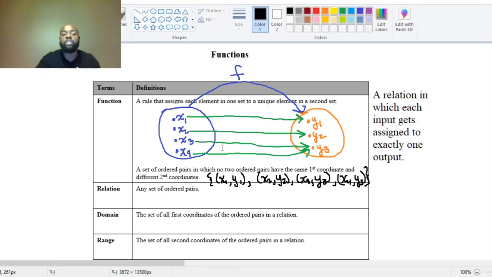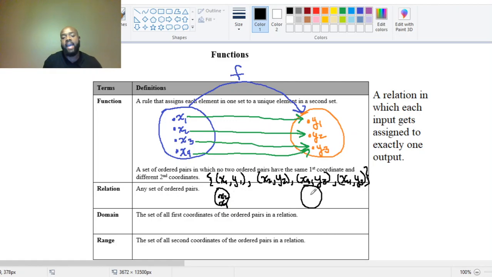A relation is basically a relationship in which each input, I'm calling x1, x2, x3, and x4 your inputs, gets assigned to exactly one output. Now, they can get assigned to separate outputs or they can get assigned to the same output like x3 and x4. As long as you don't see x1 getting assigned to more than one output, then you're a function. If you're not a function, you're what we call a relation. And basically a relation is any set of ordered pairs. An example of a relation would be something that looks like this. Let's say I had x1 and x2.